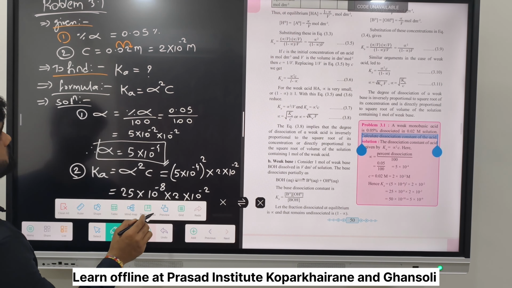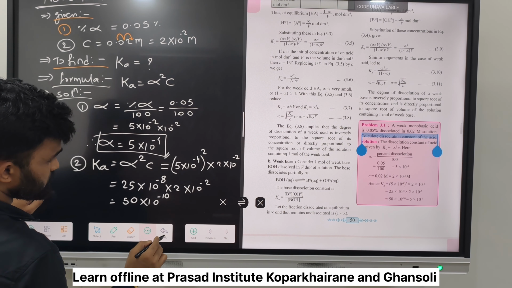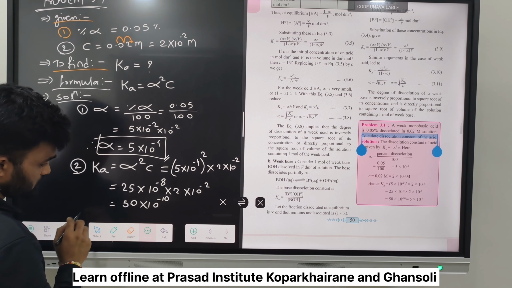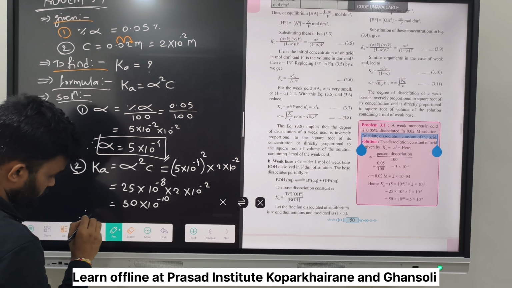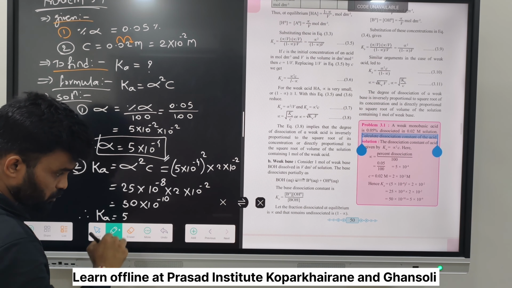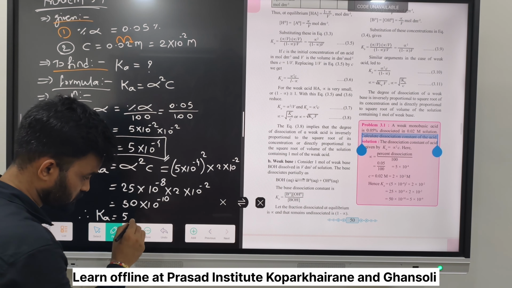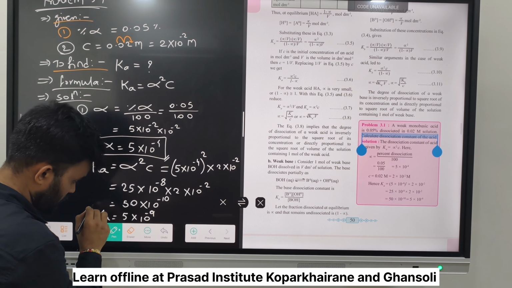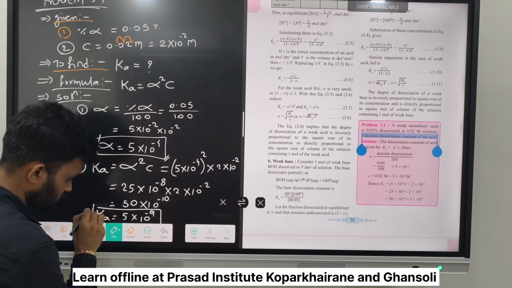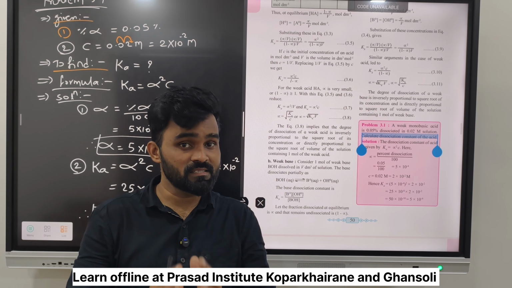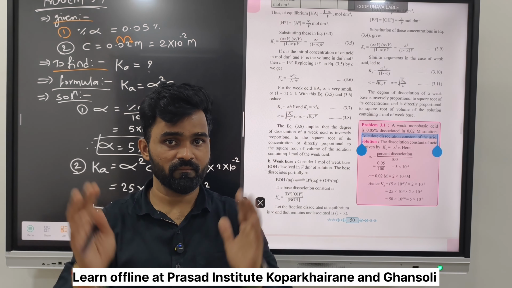As per the textbook, the answer given is, therefore, Ka is equal to, let us write this as 5 into 10 to the power 1 and this minus 10. So 5 into 10 to the power minus 9 is the answer for Ka. Do you understand? Is this very simple?